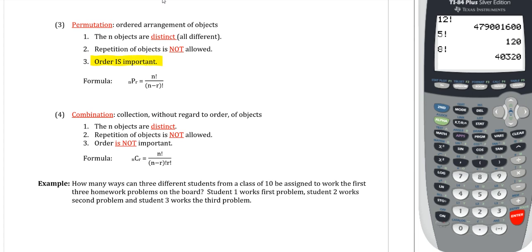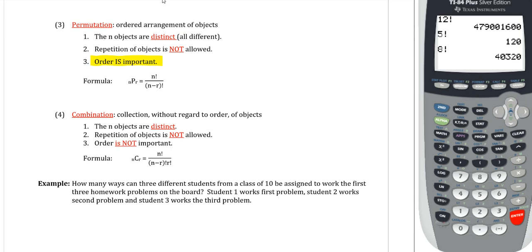Order is important. Like with the committee structure, when I selected the president, vice president, secretary, whoever was selected first for the president, that mattered. So the first person selected got a different treatment than the person that was selected second or the person that was selected third. You can also consider this like a race. Whoever wins first gets gold. Whoever wins second gets silver. That means that there's different treatment to whoever gets first, second, third, fourth, etc.